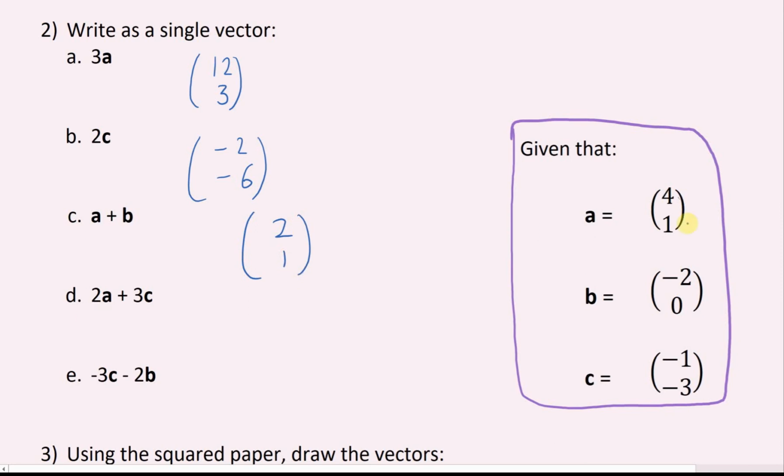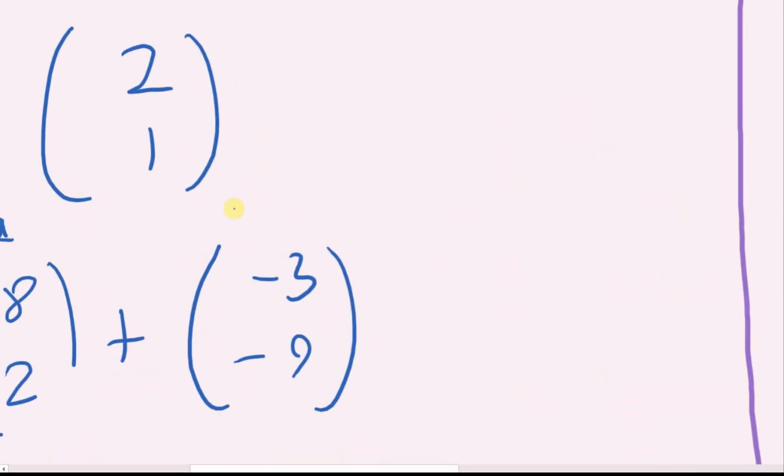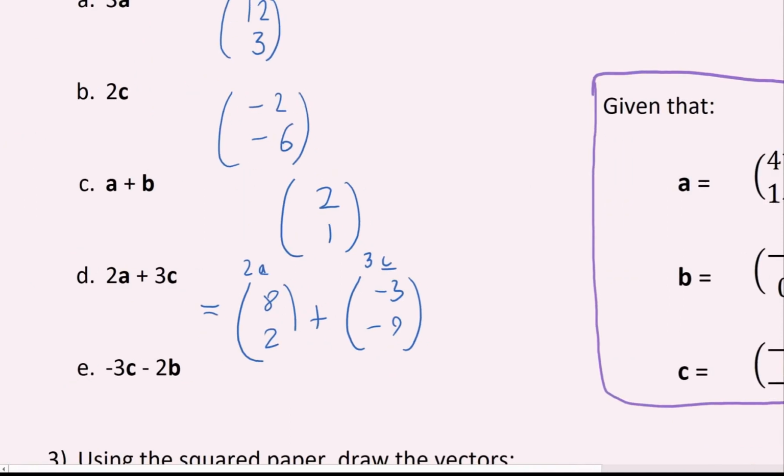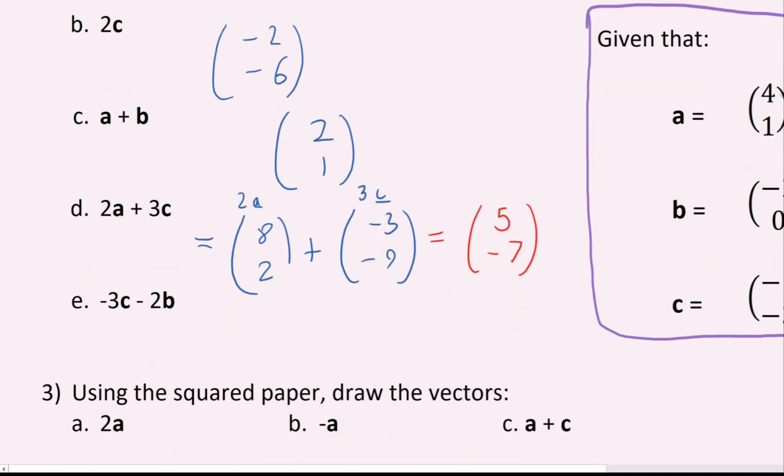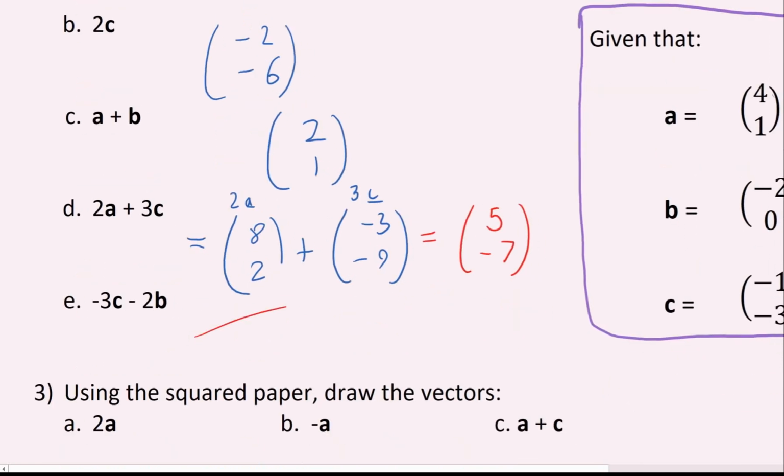D, we have 2 lots of A plus 3 lots of C. So if I double A, I'm going to get 8, 2. That's 2A there. And we've got 3 lots of C, so we triple C. That's going to be minus 3, minus 9. So that is 3C. Note, when I write vectors, because I can't write in bold, obviously, typically it's mathematical culture just to underline them. Then we add them together, top plus top, bottom plus bottom. 8 plus minus 3 is 5, and 2 plus minus 9 is minus 7. And it'll be the same idea for E, but I won't go through it.